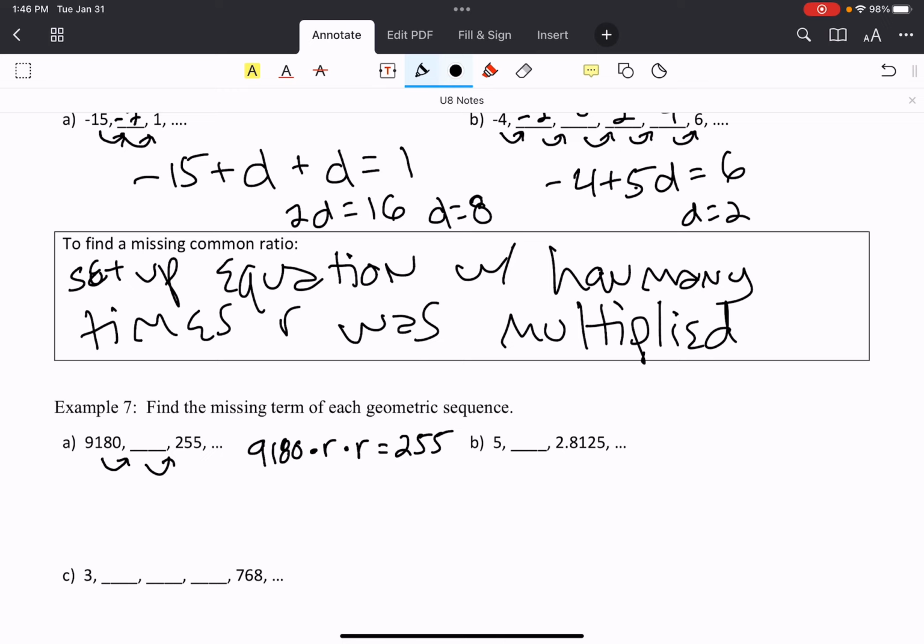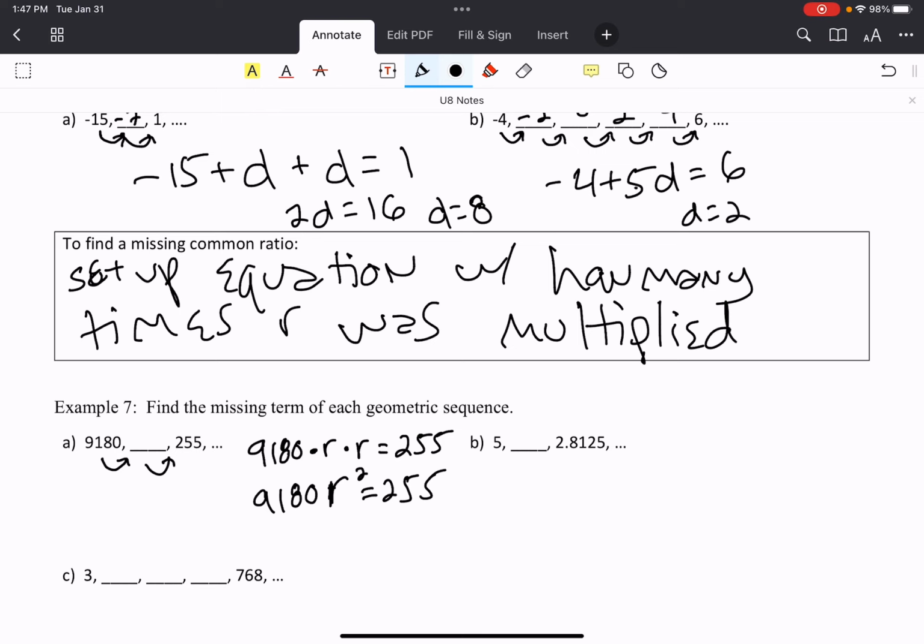Does that make sense? 9,180 times r squared? Yep. So then eventually you'll have to square root on your calculator. Miss Summers, I'm just confused why there's two R's when there's only one empty space, and in the last one why there was 5 instead of 4.